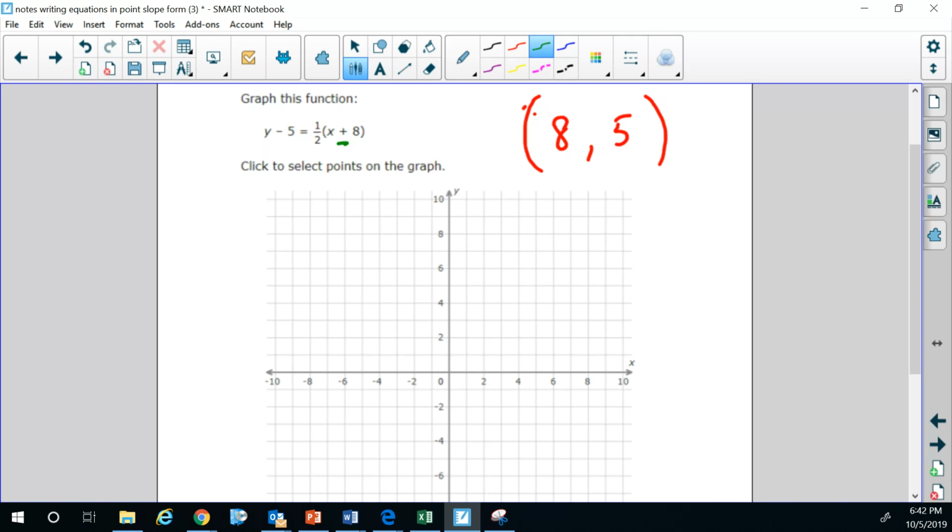Therefore, you're going to have a negative 8 as your point, as your x coordinate. All right. In the equation, you have a negative 5. Therefore, you have a positive 5 as your y coordinate. All right? So that is key. You got to make sure you have the right signs.